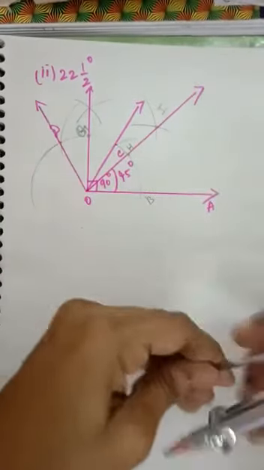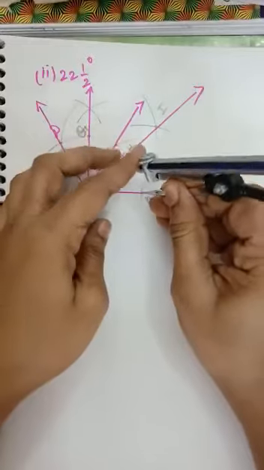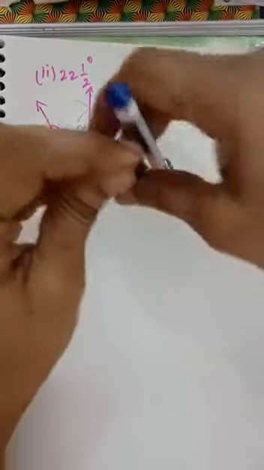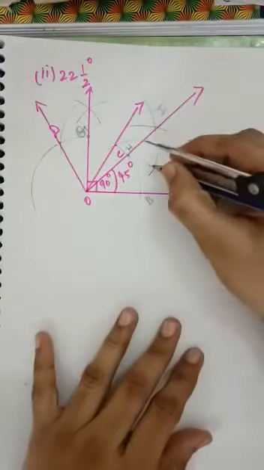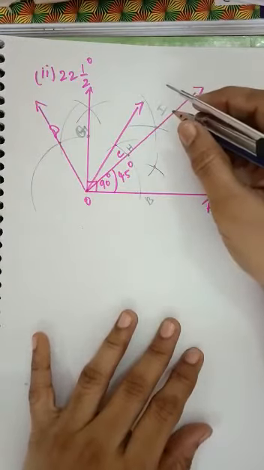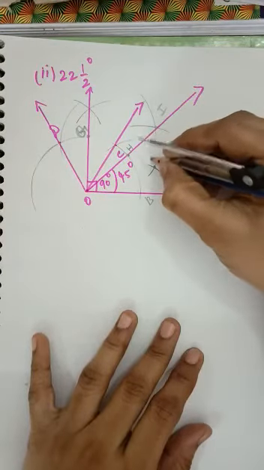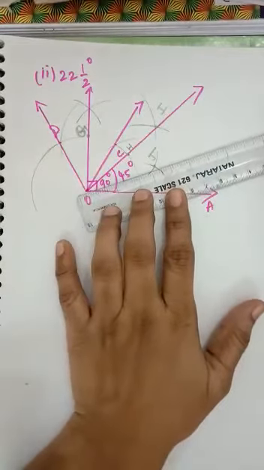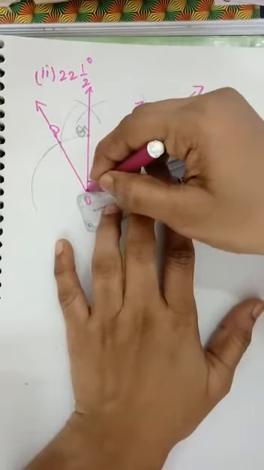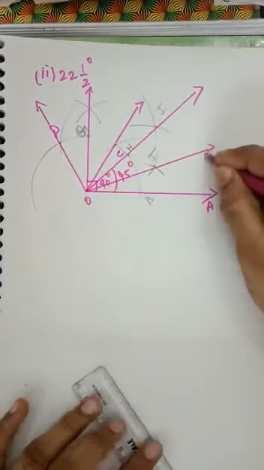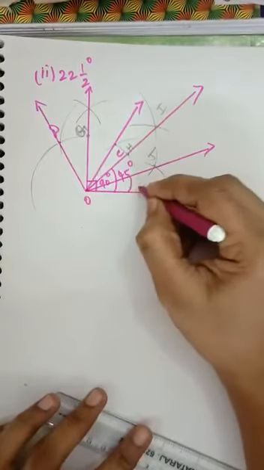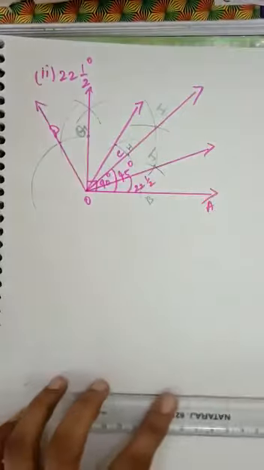Okay, and then now take more than half. Now taking H as center, draw an arc, this is J. Now you can join it. So this will be 22 and a half. You just check it.